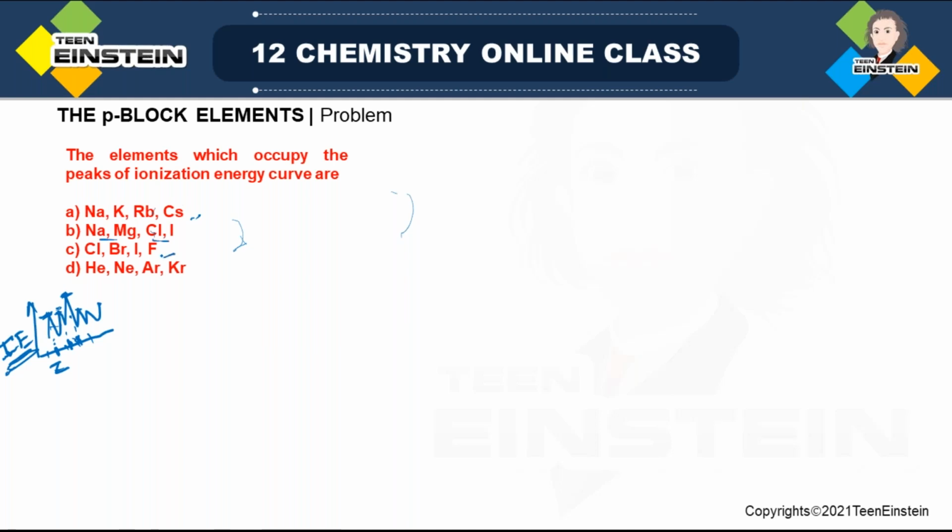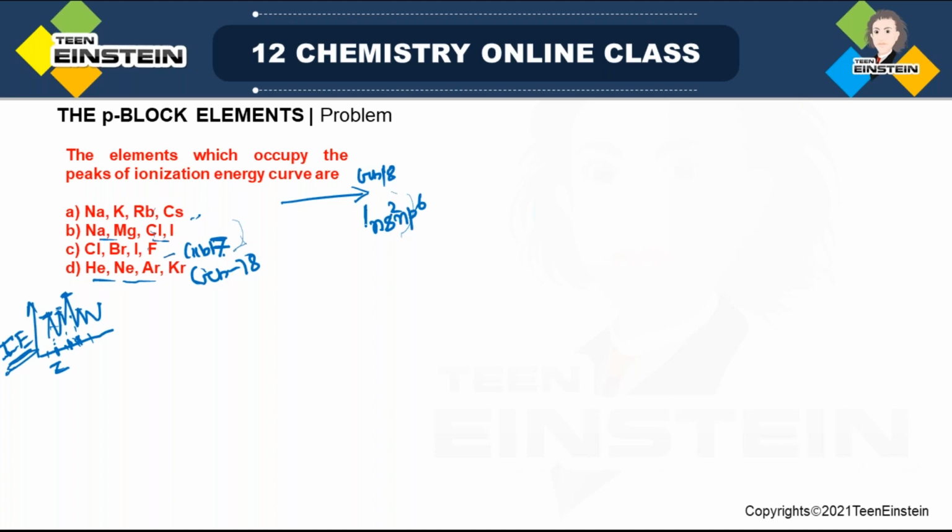Then in option C, all these are group 17 because all these are halogens. And the last one, all these are group 18 elements, right? Now if you consider the periodic table, when you are moving along the period, the last one is group 18, right? And when you have reached group 18, it is already a fully filled configuration.